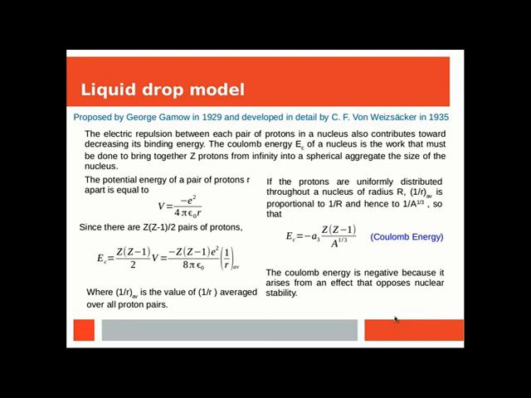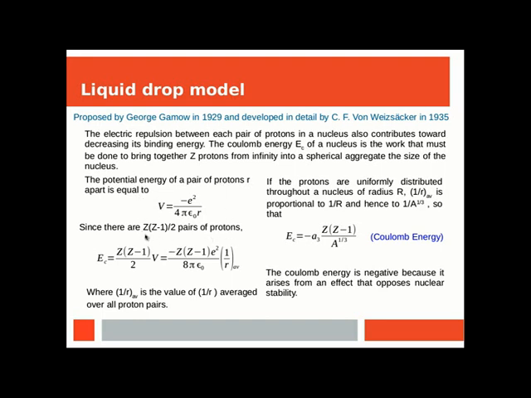Now besides surface effects, there is also Coulombic repulsion. You know that two protons tend to repel each other. So the potential energy between two protons, which are at a distance r apart in the nucleus, separated from each other by the distance r, is given by this.